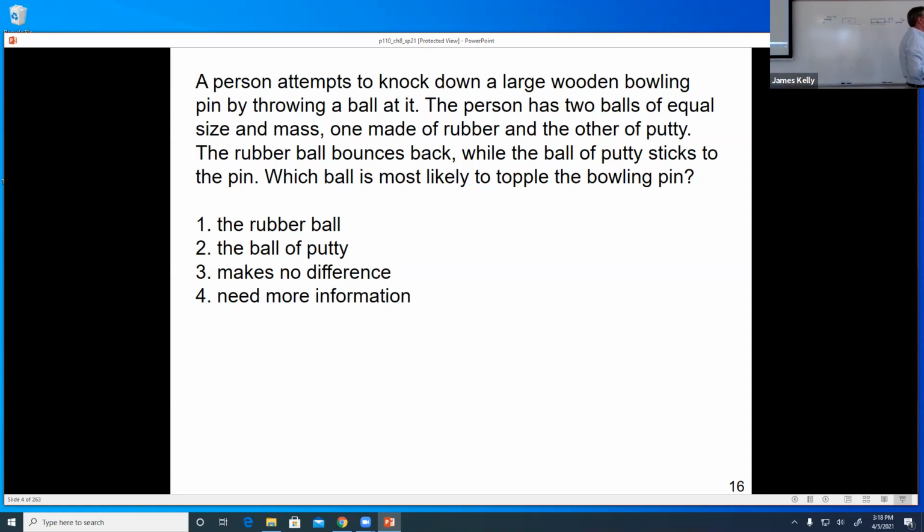And the question is, which one of these is going to be more effective? Assuming they're the same mass, you can throw them at the same speed. Which one would you choose? Which is most likely to topple the bowling pin if you throw it directly at the front of it? The one that thuds into it like the piece of putty, or the one that's really bouncy?